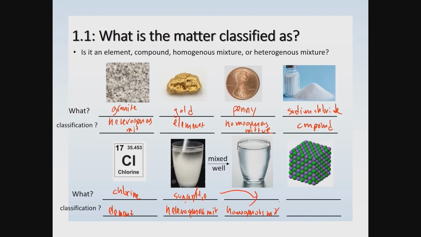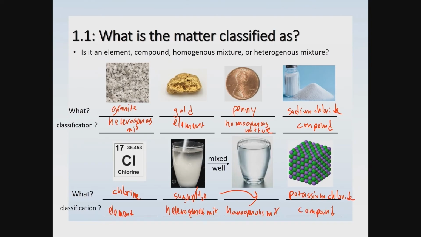And then the last picture is a picture of potassium bound to chlorine. And so this is the potassium chloride salt. So this is a pure substance, and we have two elements mixed in, so this must be a compound.